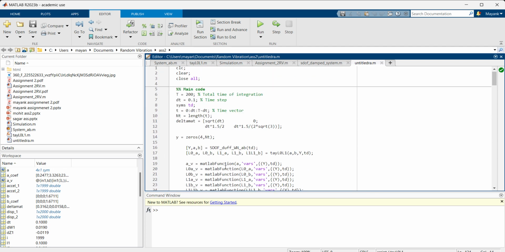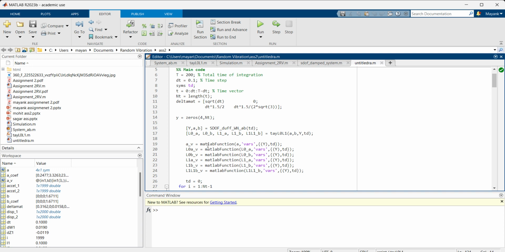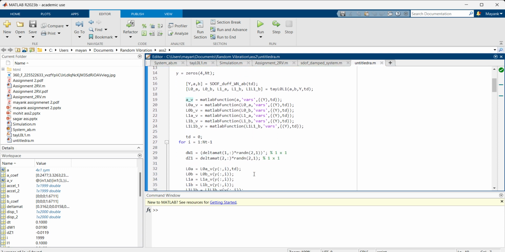Okay, so this is stating that AB will have variables as y and td, and which is a only. Similarly for L0 A, L0 B, L1 A, L1 B, and td. Here I initialized td as 0.